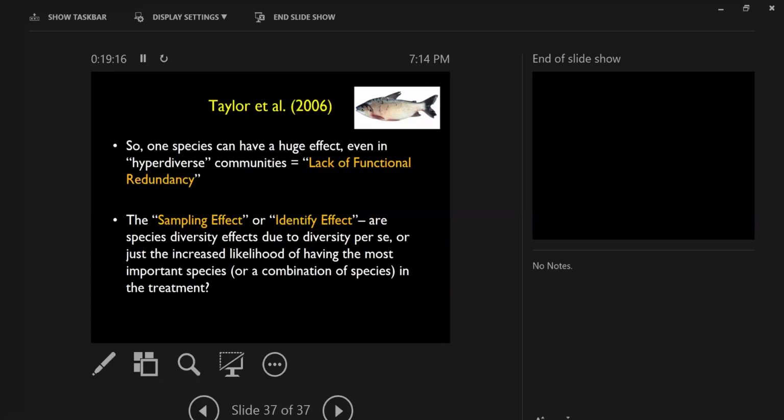So this led to the question of, when studies find evidence for decreases in species diversity leading to decreases in ecosystem function, is that simply due to a sampling effect? That is, maybe there's only one species that really matters, but you're more likely to get that species in a treatment that has 5 species than 3 than 1. So that's kind of an interesting question to think about.